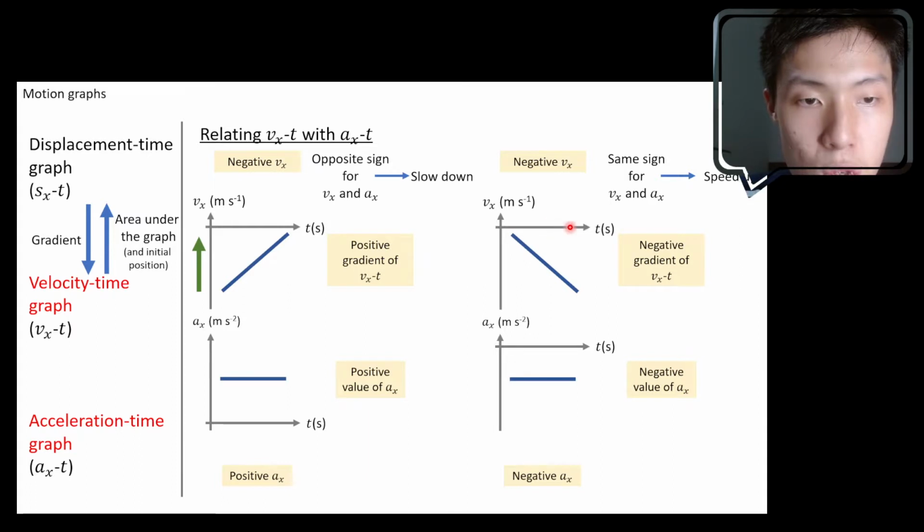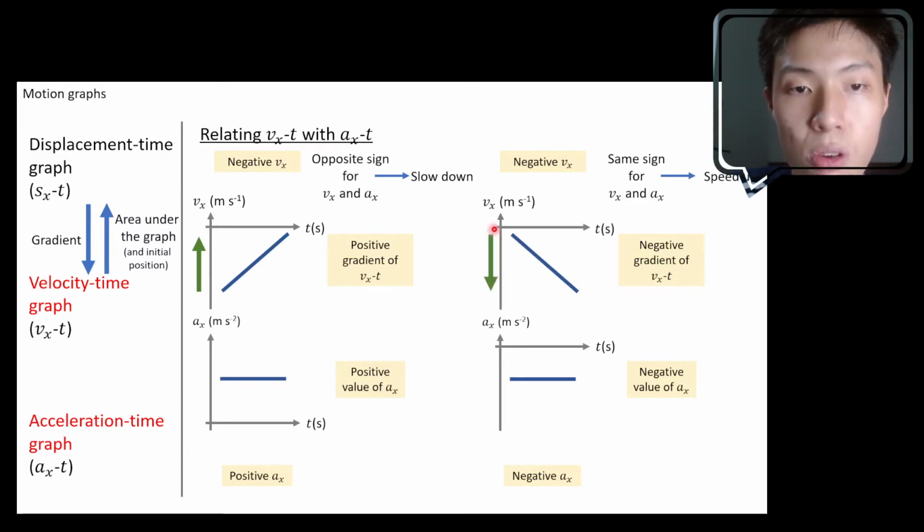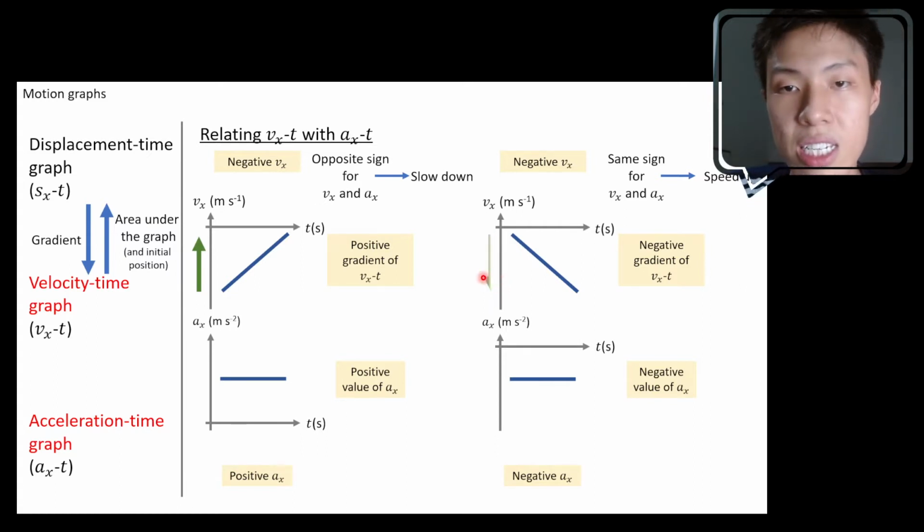As time goes by, our value gets larger and larger. Look at the absolute value. Just look at the absolute value. Our absolute value is getting larger and larger. It goes from 1, 2, 3, 4, 5. Ignore the negative, just look at the absolute value. It gets larger and larger. So this is how we check whether an object speeds up or slows down.